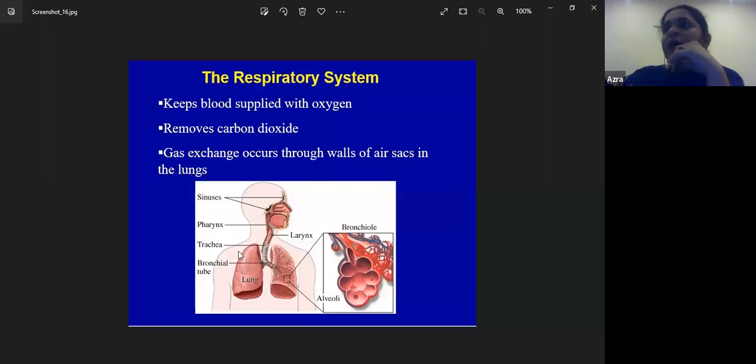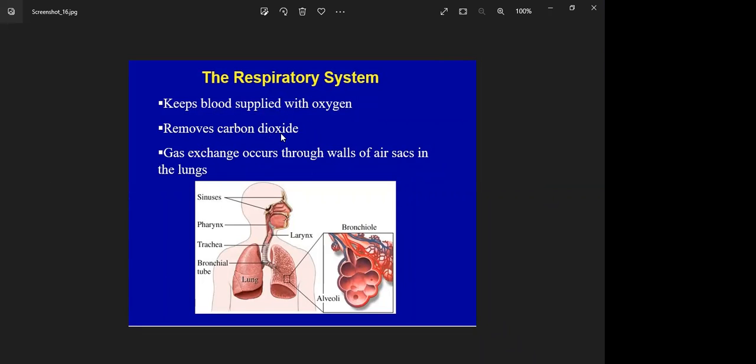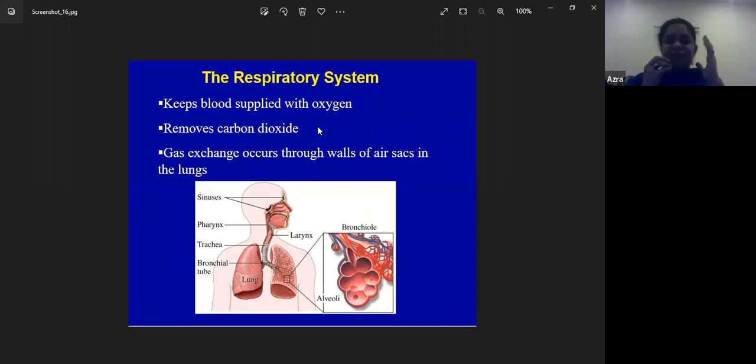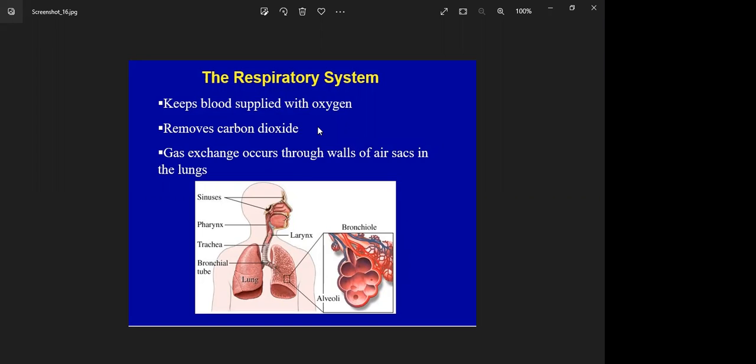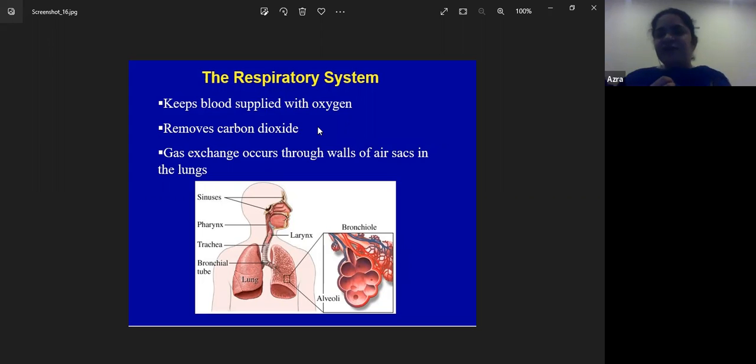Now comes the respiratory system. What is the respiratory system? It keeps blood supplied with oxygen and removes carbon dioxide. As you have studied, in the respiratory system oxygen is taken in and carbon dioxide is released out. Gas exchange occurs through the walls of the air sacs in the lungs.